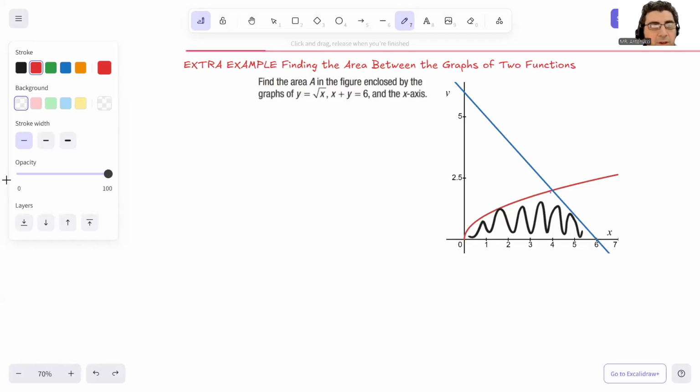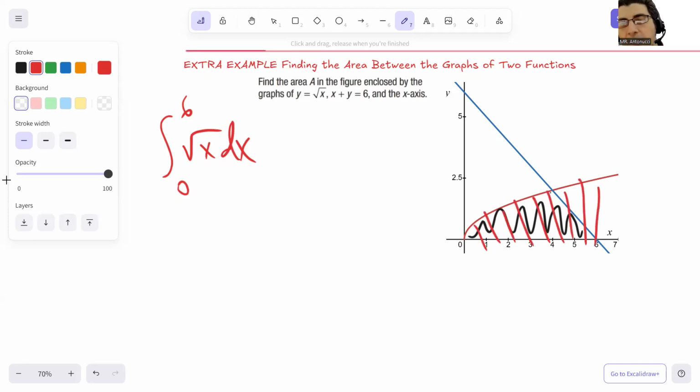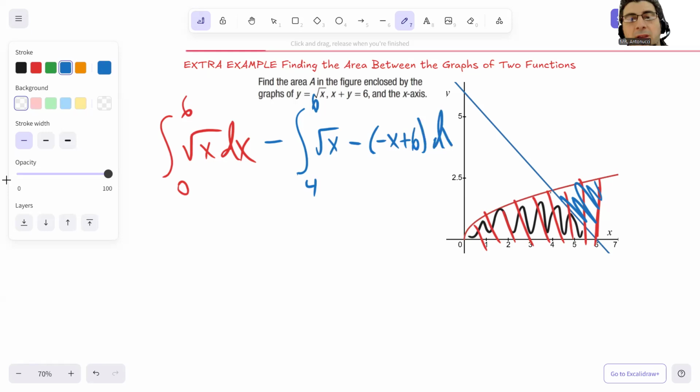Yet another way that we could do this is start off with the integral from 0 to 6 of the square root of x dx. What that actually is going to do is give us all the area from 0 to 6. Now you can see again, we got too much because we don't want that part I just shaded in blue, which is actually a region bounded by the square root and the line. So we could subtract off the integral from 4 to 6 of square root x minus, so top minus bottom would be negative x plus 6 dx.